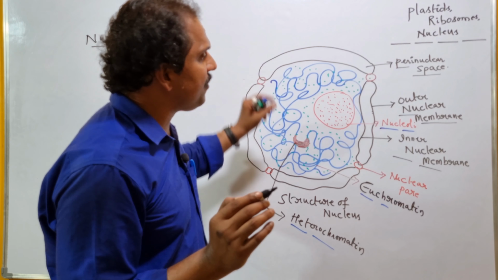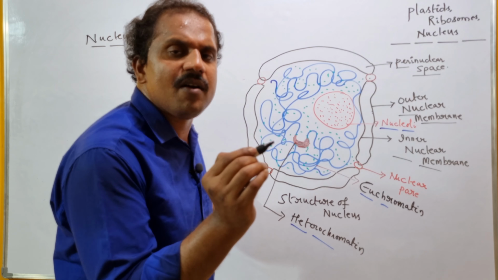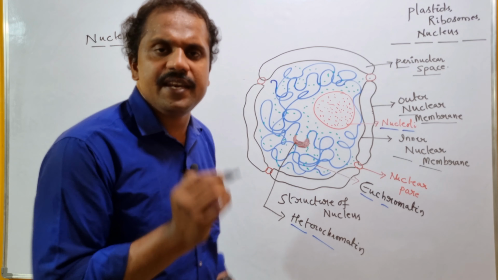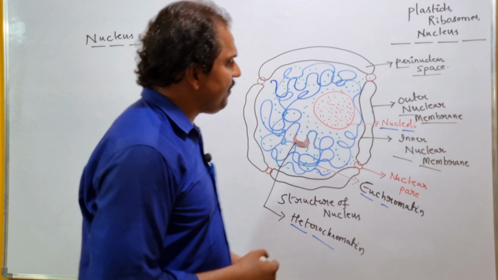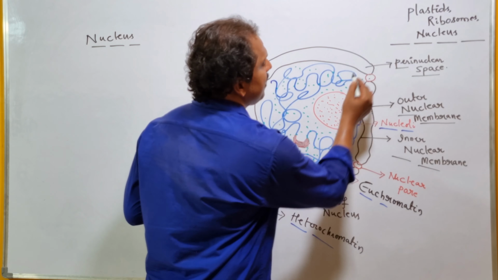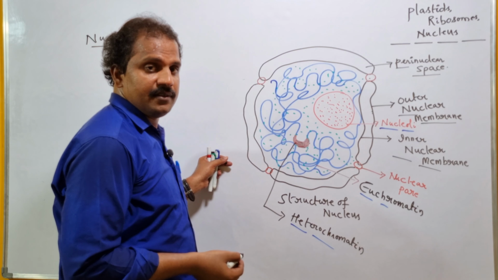On the surface of the nucleus, in general, endoplasmic reticulum is present. Here the chemical composition of the peripheral region of the endoplasmic reticulum remains very similar to the outer nuclear membrane. Is it clear? And in between the outer nuclear membrane and the inner nuclear membrane, there is a specific space, which is nothing but what? Perinuclear space. Is it clear?